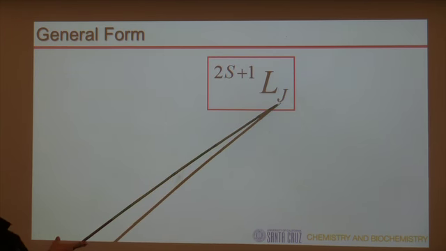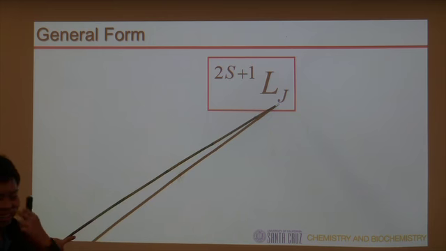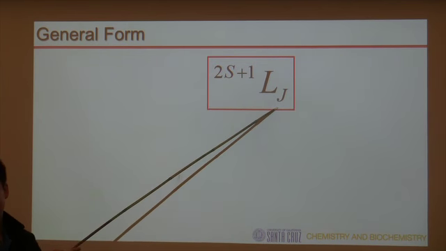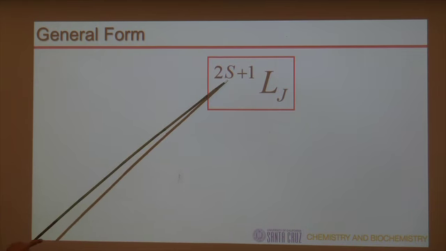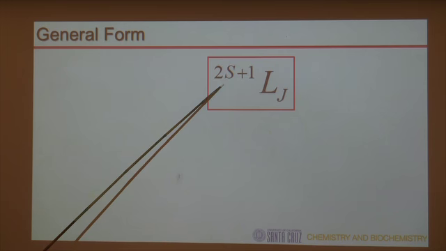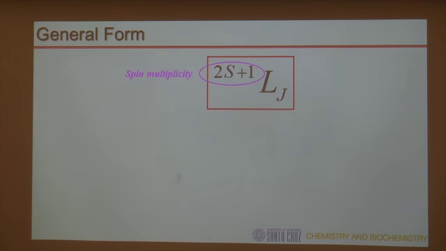J is the total angular momentum quantum number, and S is the total spin. My question: what is 2S plus 1? Spin multiplicity, just spin multiplicity, without total. So 2S plus 1 is defined as the spin multiplicity.